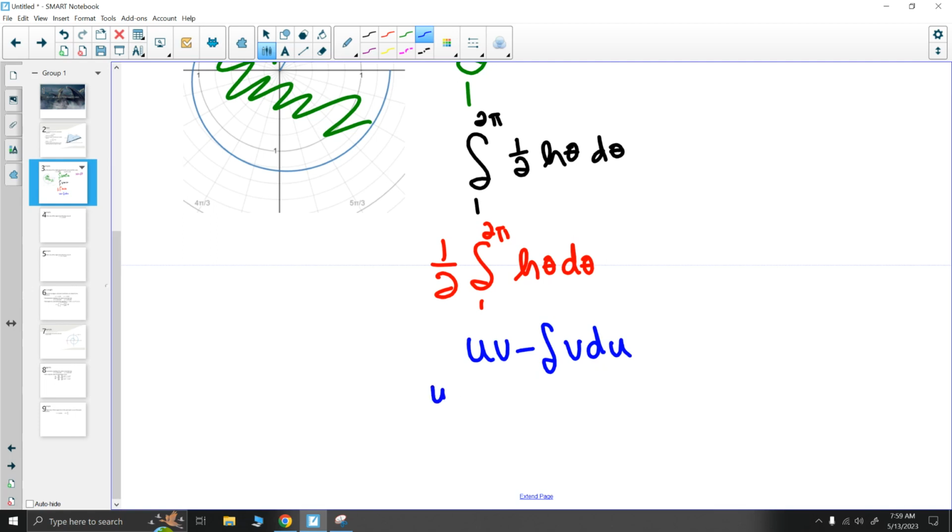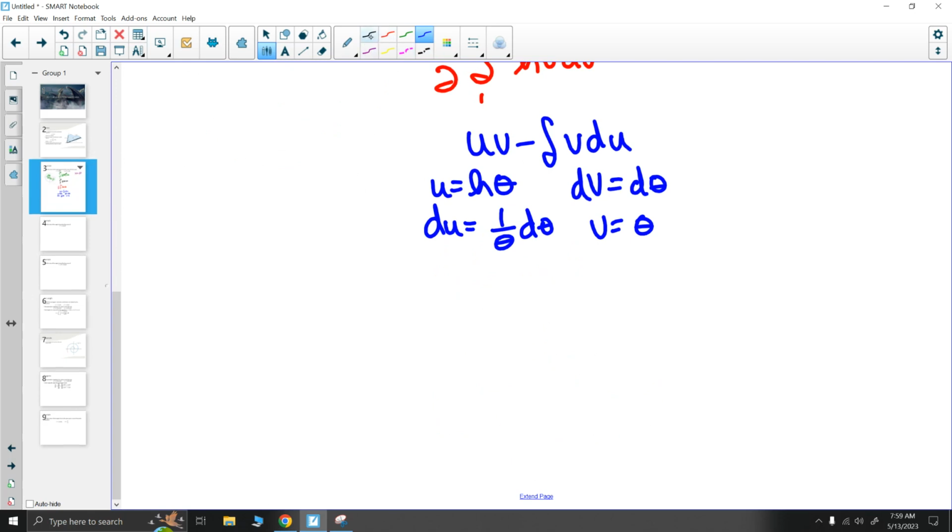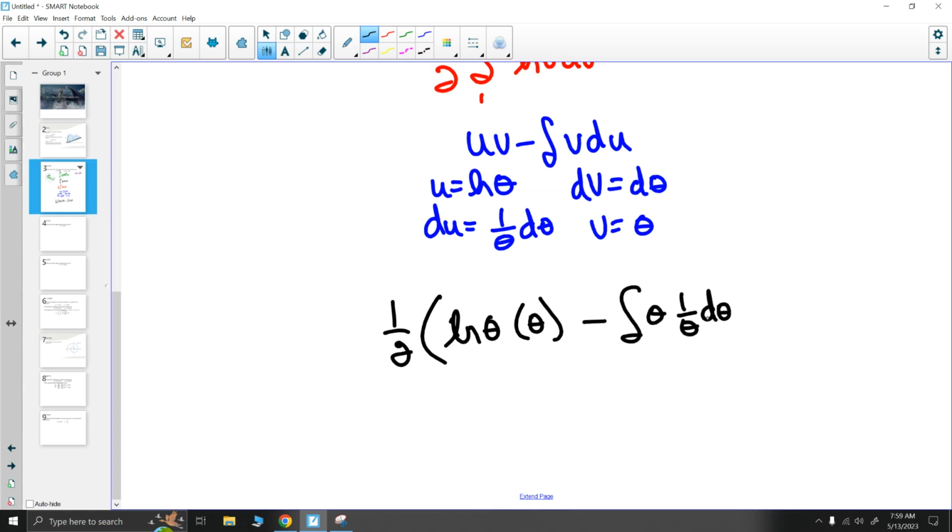So our u here is going to be natural log theta. That means that du is going to be 1 over theta d theta. Our dv is going to be just d theta, and so then our v is going to be theta. All right, so plugging this in, we have 1/2 times uv. Our u is natural log theta, our v is theta, minus the integral of v du, so theta times 1 over theta d theta.